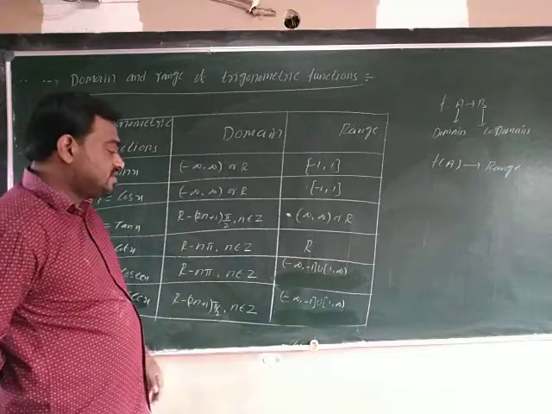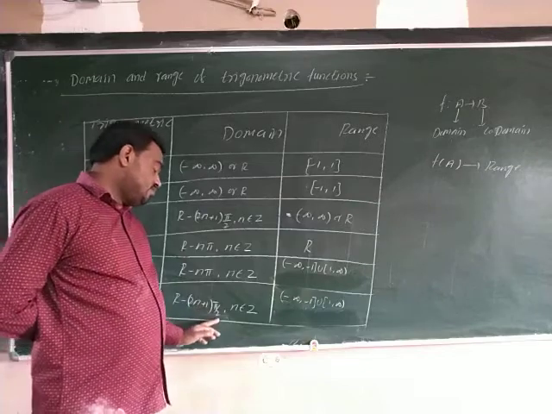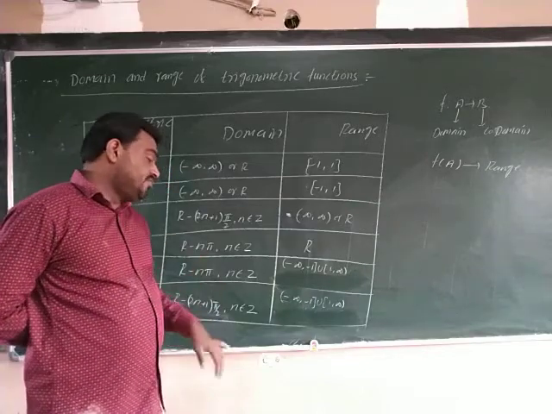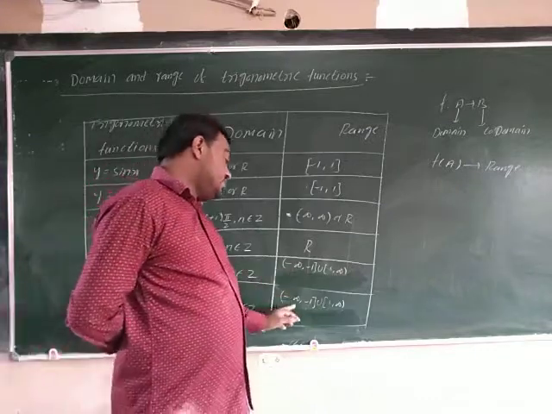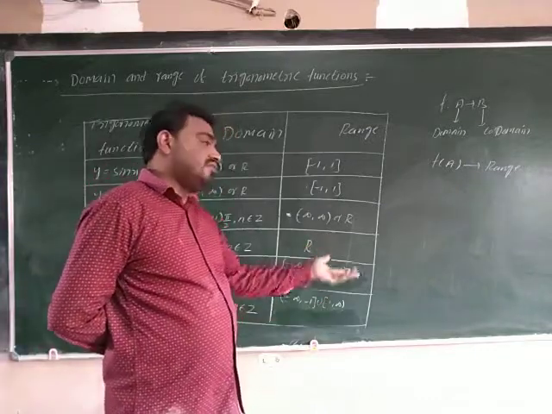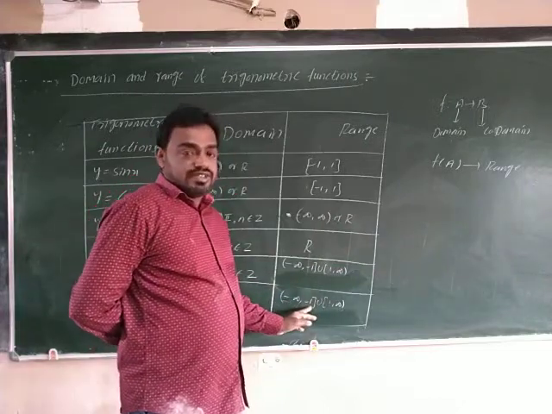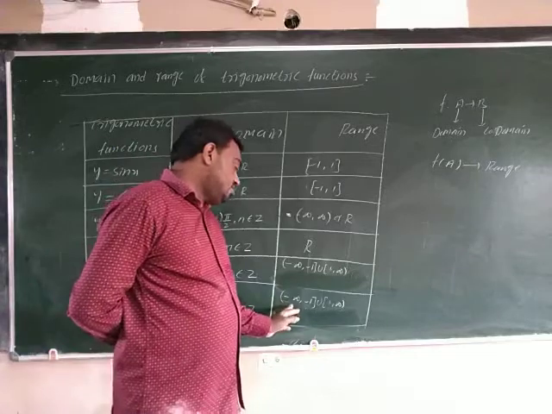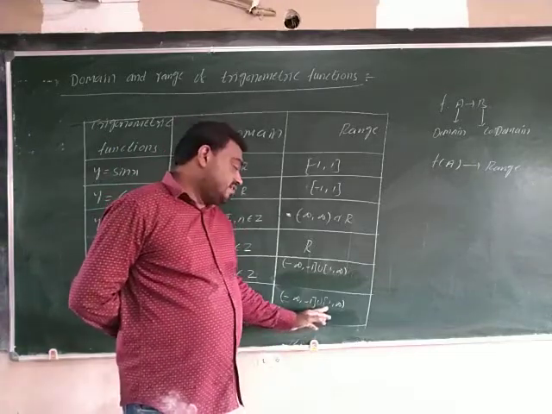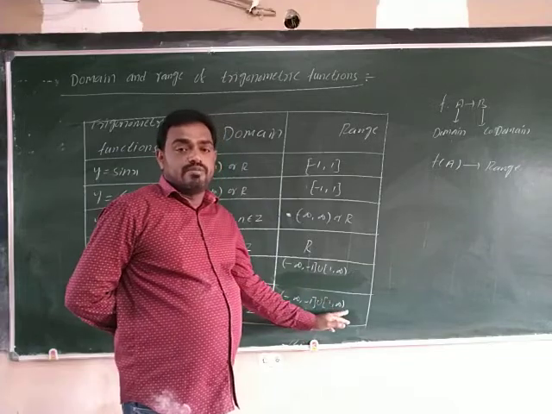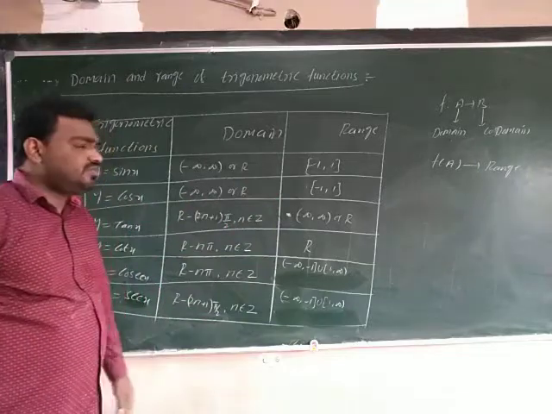Next, secant is also the same. The domain is R minus (2n plus 1) into pi by 2, where n belongs to integers. The range is the same: less than or equal to minus 1, greater than or equal to 1. That means the interval from minus infinity to minus 1, closed at minus 1, union the interval from 1 to infinity, closed at 1. So this is the domain and range.